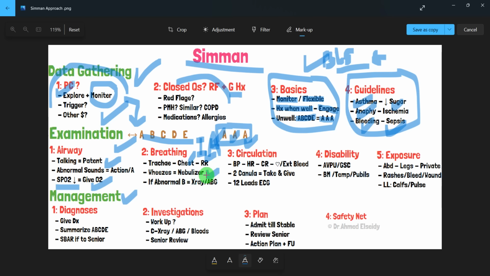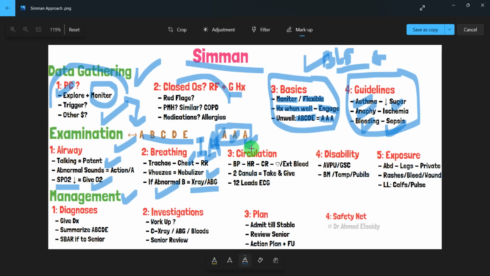So this would be my second step in breathing. My third step in breathing, if breathing was not normal and I needed to do an action, I will finish the B part by ordering an X-ray and arterial blood gas for the patient. I will order an X-ray for my patient, and I will request an arterial blood gas sample. Or you can tell the nurse if there is a nurse with you in the station. That will be number B in assessment.